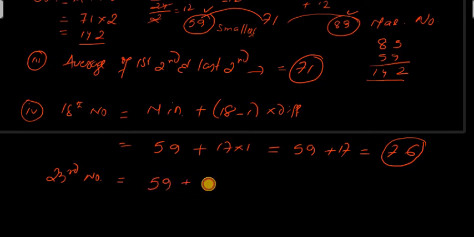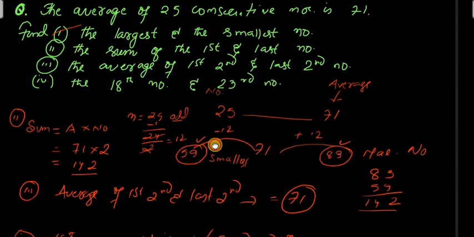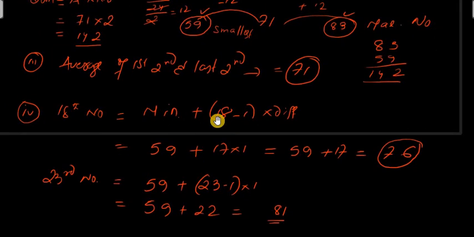Minimum number 59 plus 23 minus 1 into difference of 1, so 59 plus 22 equals 81. The 23rd number is 81. So in this problem, for 25 consecutive natural numbers, we find the average, the maximum and minimum numbers, and the 18th number using the formula minimum plus 18 minus 1 into the difference.